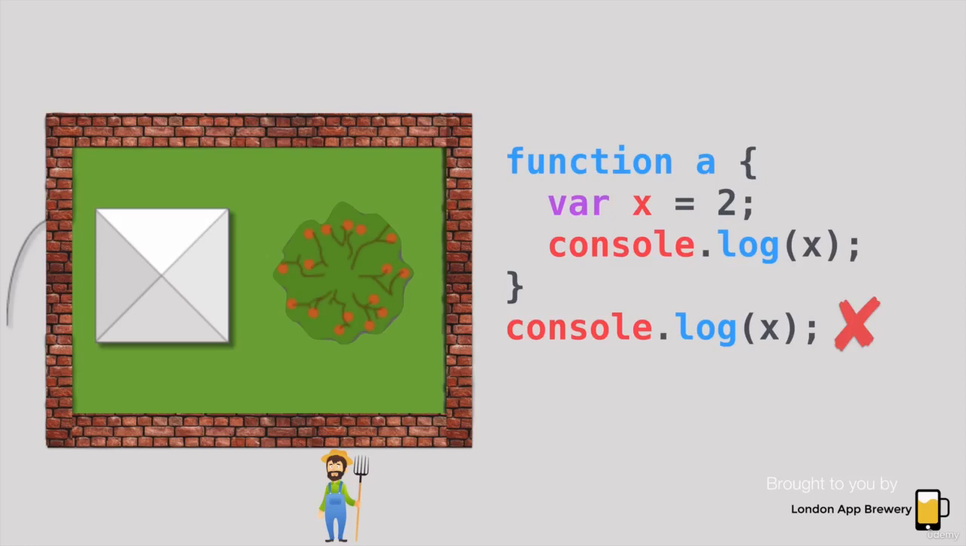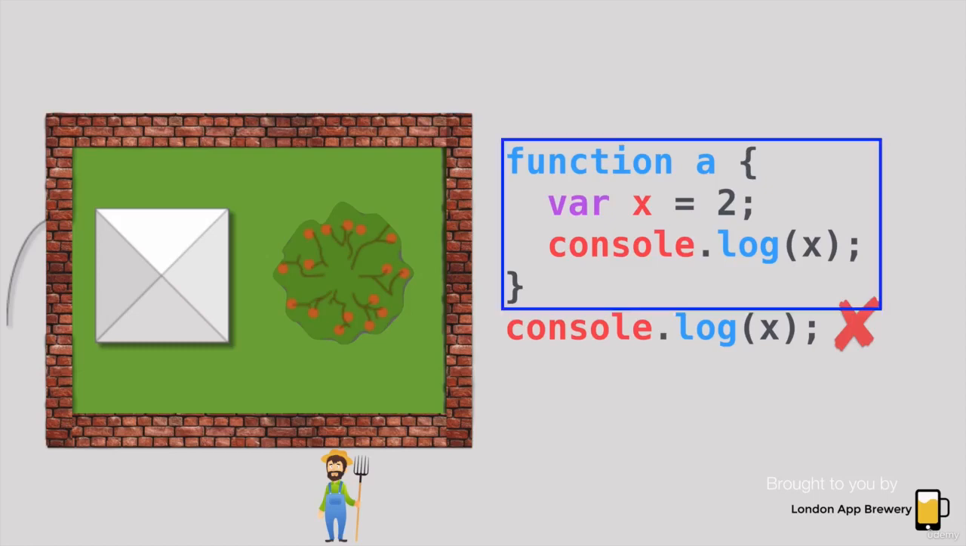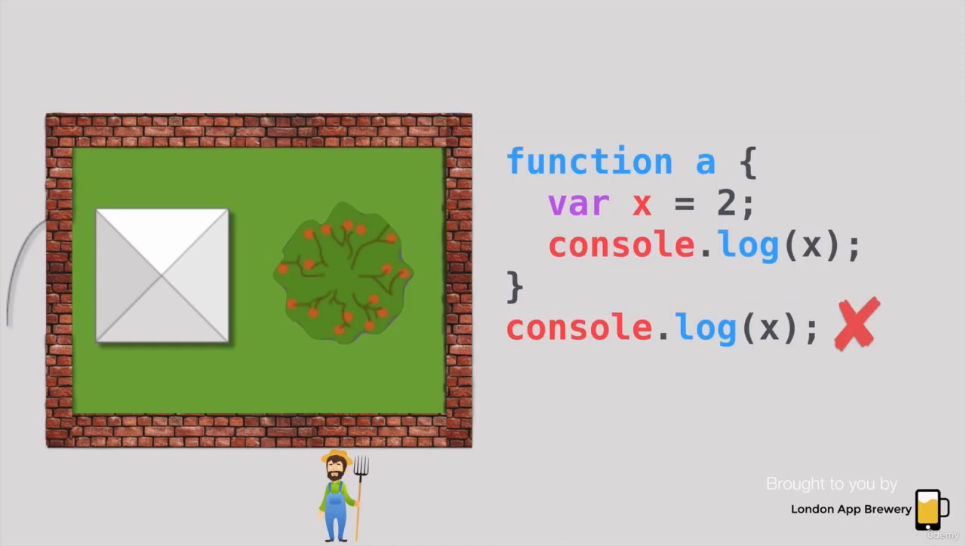The scope of variable x is local to function a. It's only accessible inside the function a. So you can change it, you can use it, you can manipulate it, do anything you will with variable x inside the curly braces of function a, but you cannot access it outside those curly braces.